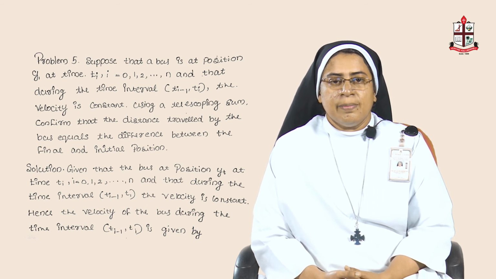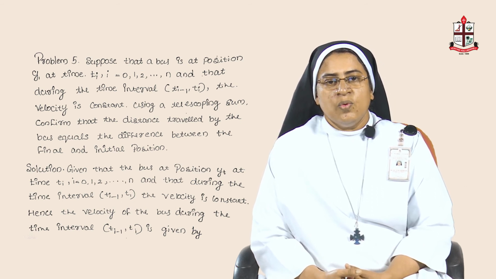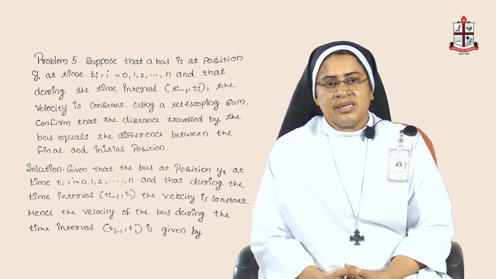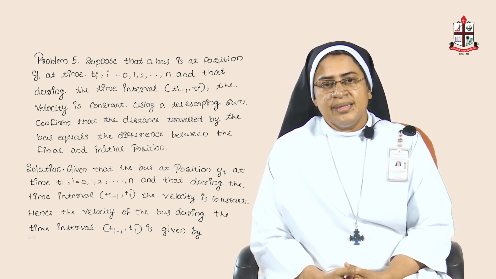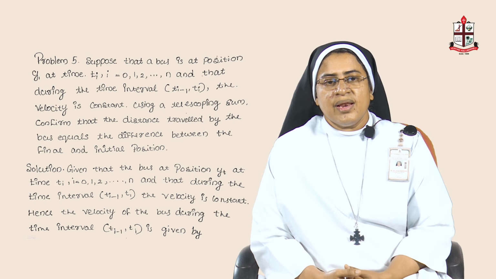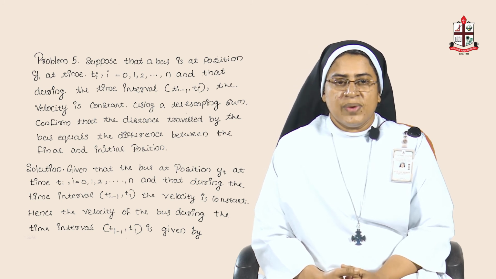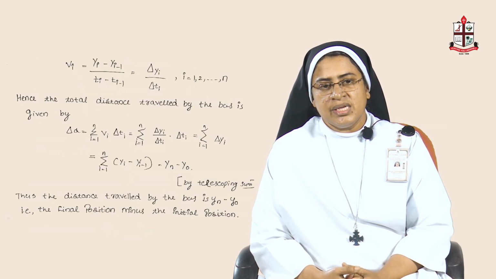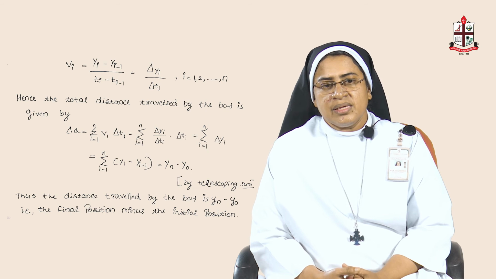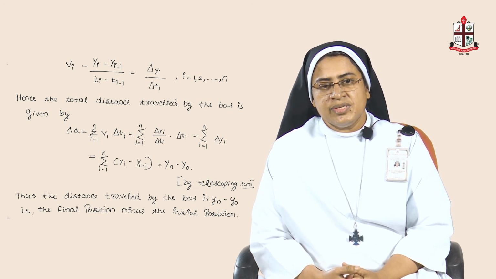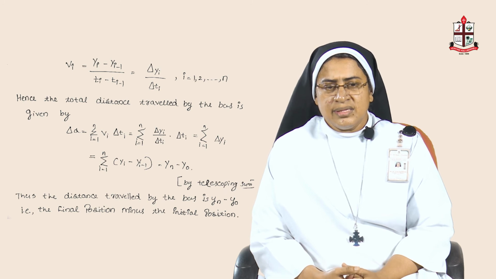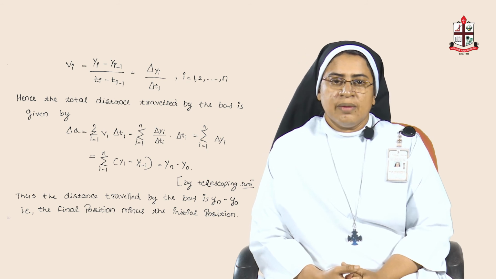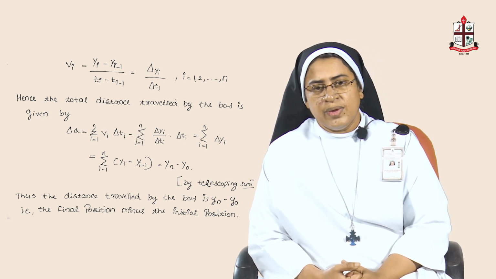So here we are given a bus which has a position yi at the time ti, and for the time interval delta ti from ti minus 1 to ti, the velocity is constant. The velocity formula is actually distance divided by time. So in the time interval ti minus 1 to ti, vi is equal to yi minus yi minus 1 divided by ti minus ti minus 1, that is equal to the difference in positions delta yi divided by the difference in time, the time interval delta ti, for i equals 1, 2, 3 etc.